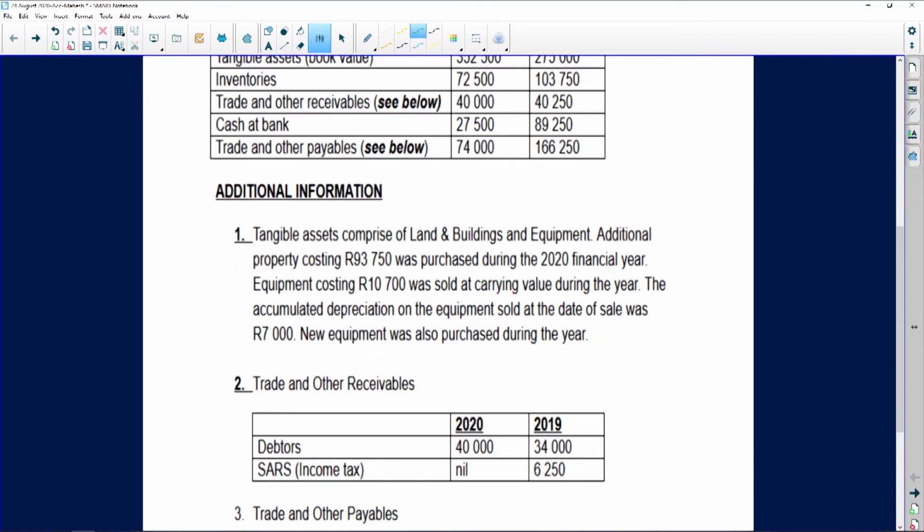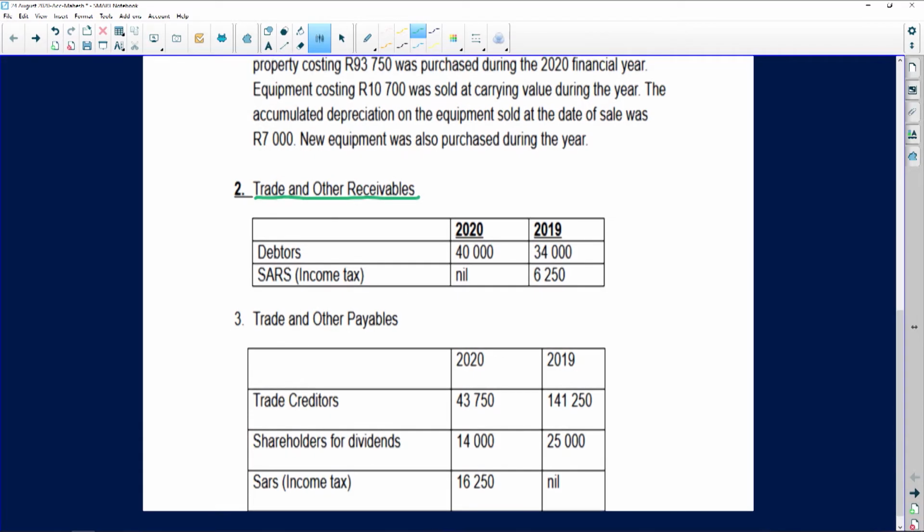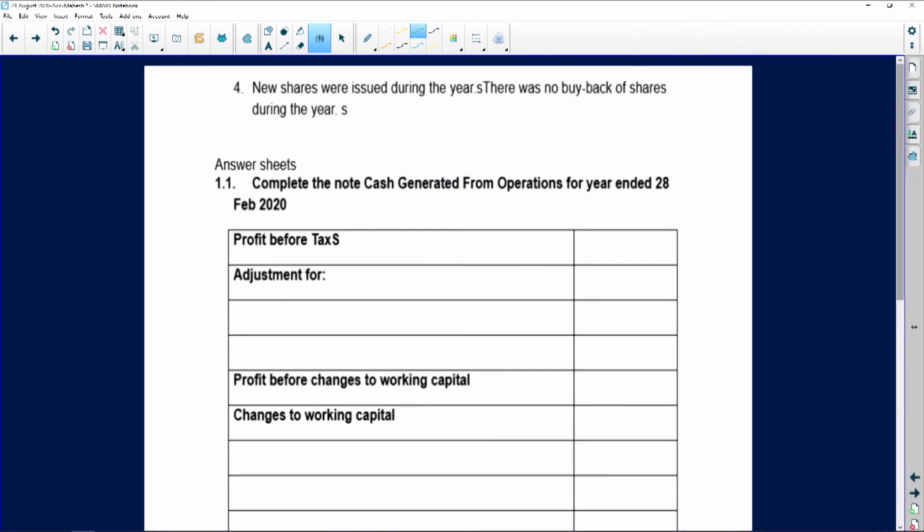So I'm just going to glance through this information for now. Obviously, we're going to read through this in much detail as we're doing the actual cash flow statement. So information number 1 deals with tangible assets. Information 2, trade and other receivables. The next bit of information, trade and other payables. And if I go further down, okay, let's go to the next page. Then I've got information 4 that deals with new shares that were issued during the year. Okay, so that's my information.